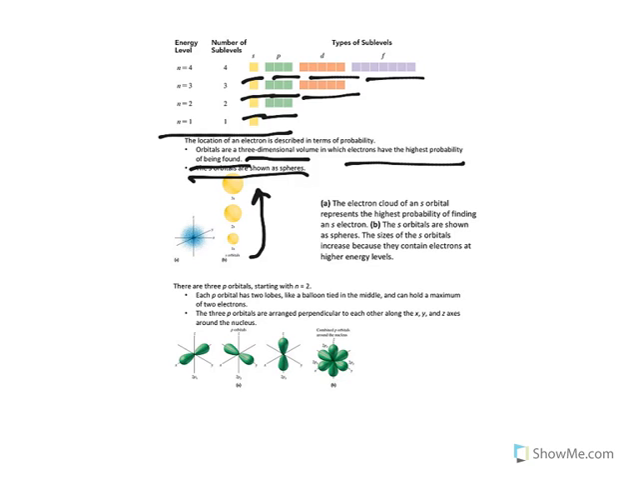There are three p orbitals starting on level 2. Each p orbital has two lobes, kind of like a balloon tied in the middle, or a dumbbell shape. Each p orbital can hold 2 electrons, maximum. The three p orbitals are arranged perpendicular to each other around the x, y, and z axes, meaning you have a p orbital horizontal, one vertical, and one coming out towards you from the computer and in towards me.